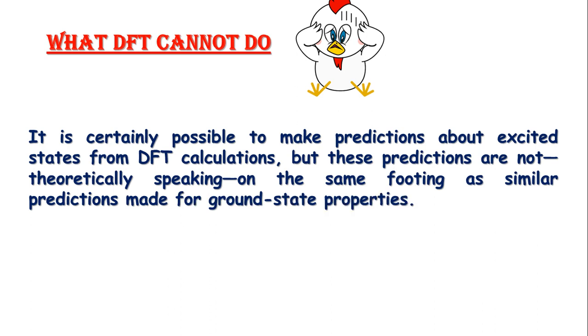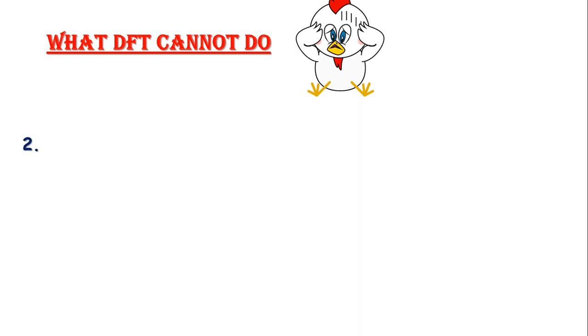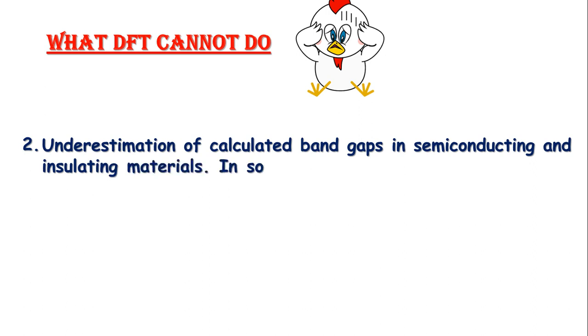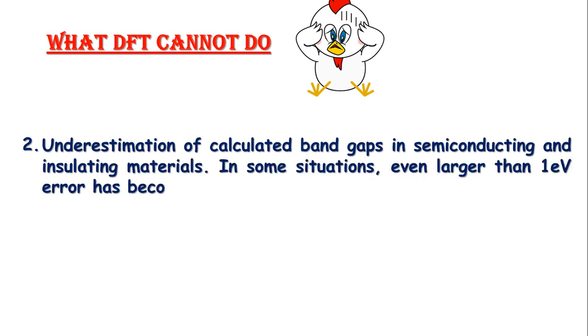Another well-known inaccuracy in DFT is the underestimation of calculated band gaps in semiconducting and insulating materials. In some situations, even larger than 1 electron volt error has become inevitable.